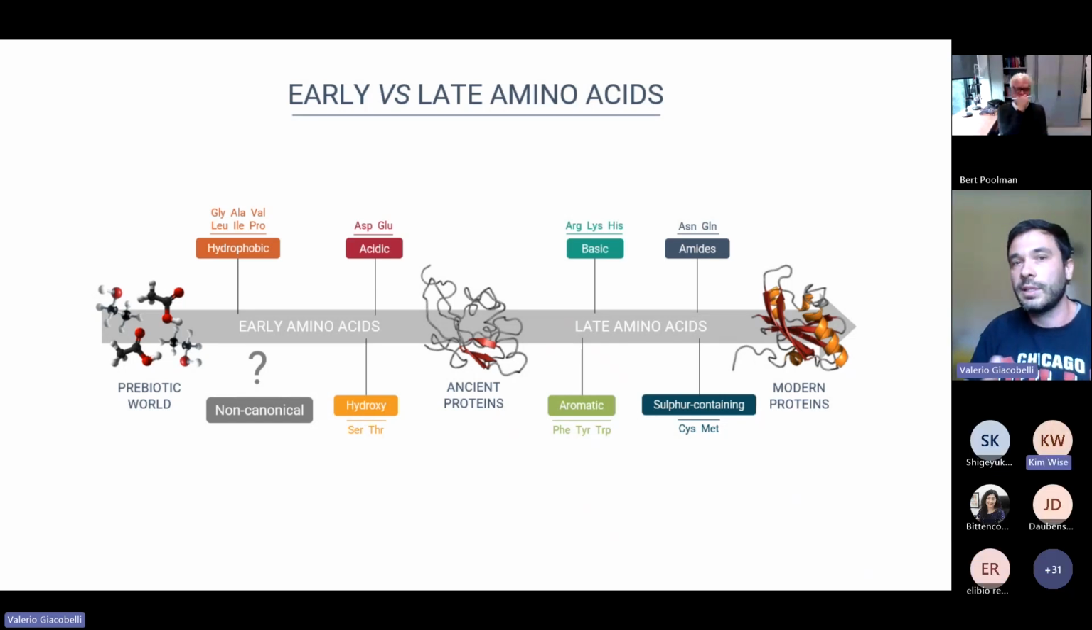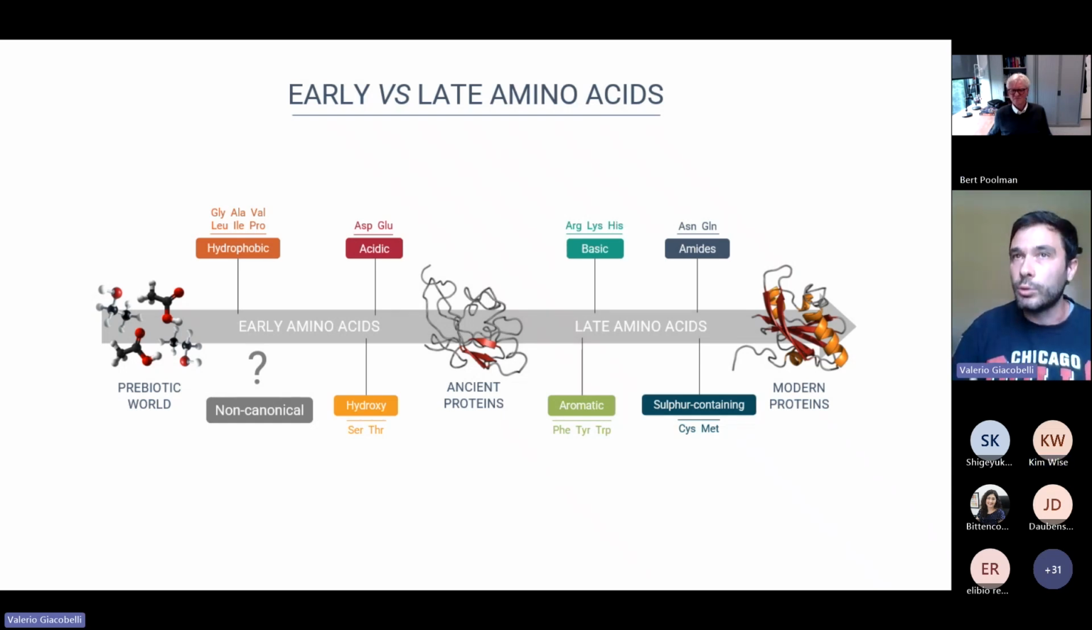We can define these as early amino acids, and there are only 10 of them. Among them, we can find the easiest ones, like glycine, alanine, and leucine. They were most probably more available in the primordial broth and were easily added to the genetic code. The other ones were more expensive in terms of energy cost and were added later, like the aromatic ones, or the sulfur-containing ones like cysteine and methionine. So we can say that the ancient proteins were most likely composed of a really small set.